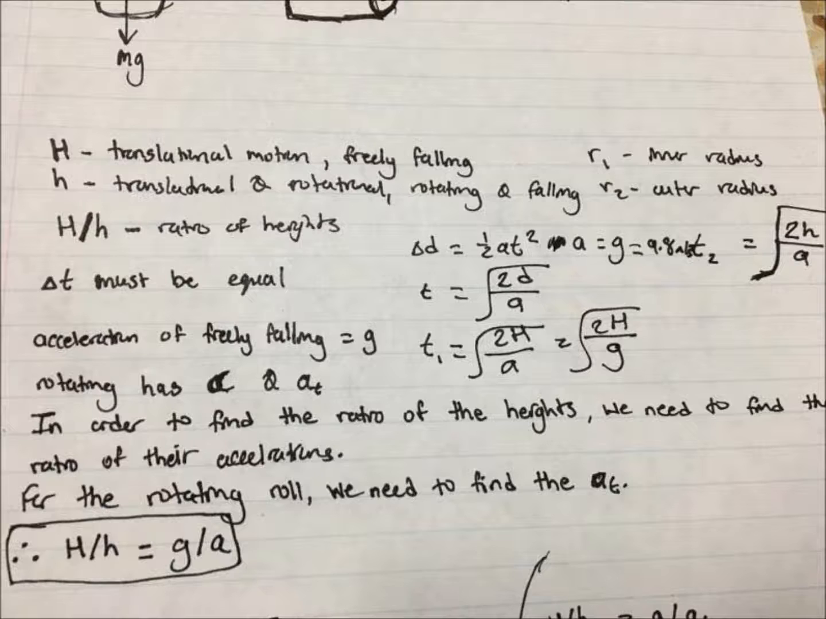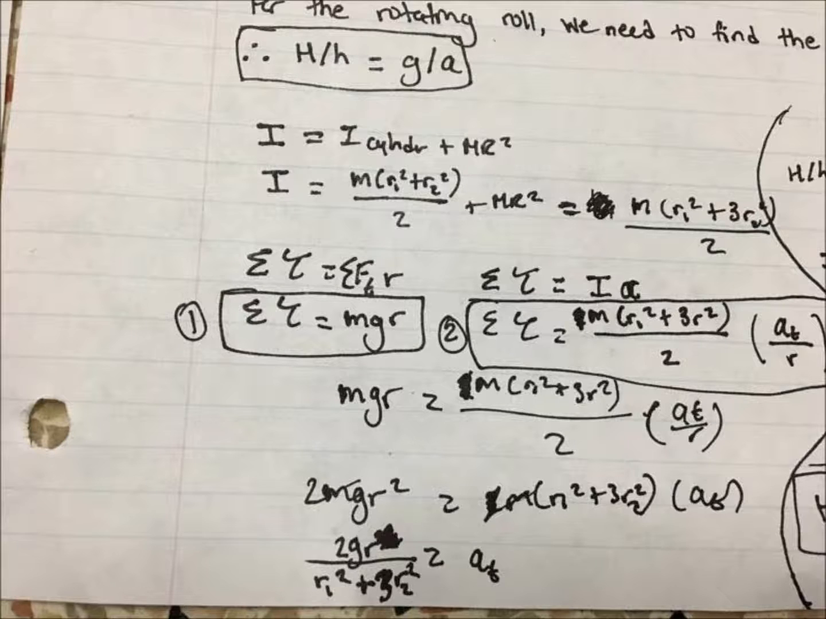So we know that the ratio of the heights depends on the acceleration. So if we find the ratio of the acceleration, we can find the ratio of the heights. We know that the acceleration of the one that is just translating is g because the only force acting on it is gravity, and the acceleration is due to gravity. However, for the one that is rotating, we need to find the linear acceleration. Thus, if we find linear acceleration, we can find the ratio of the acceleration and then find the ratio of the heights.